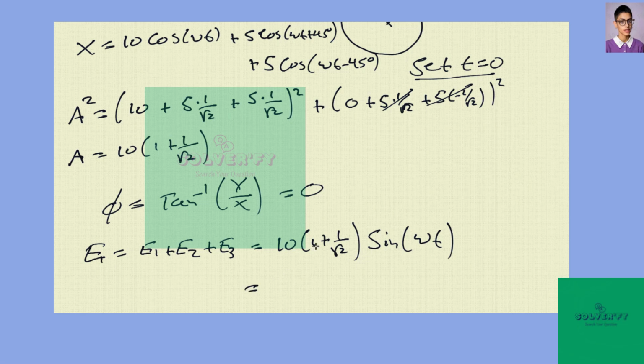And this equals, if we actually plug in the numbers and put the units back in, 17.1 microvolts per meter times sine of, and omega was 2 times 10 to the 14 radians per second, times time. And this is E total.